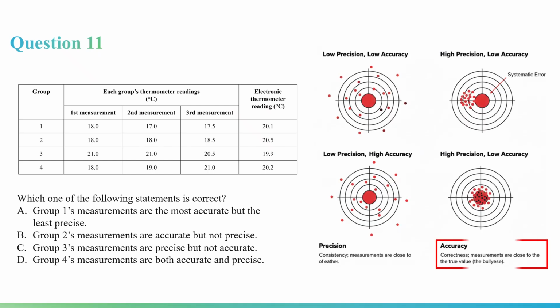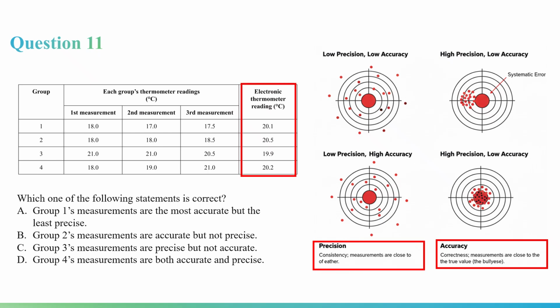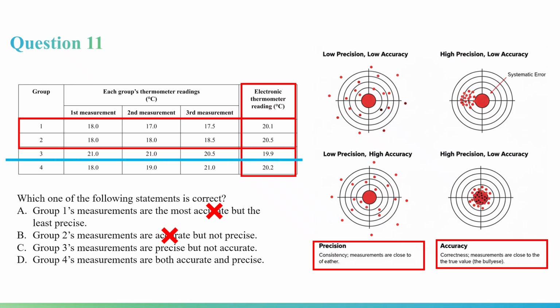Accuracy is how close a measurement is to the true value, and precision is how close repeated measurements are to each other. An electronic thermometer gives a true value. Groups 1 and 2 are inaccurate because their values are lower than the true value. Group 3 is inaccurate because its values are higher than the true value, but it is highly precise, as the values are concentrated within a 0.5 degree range.